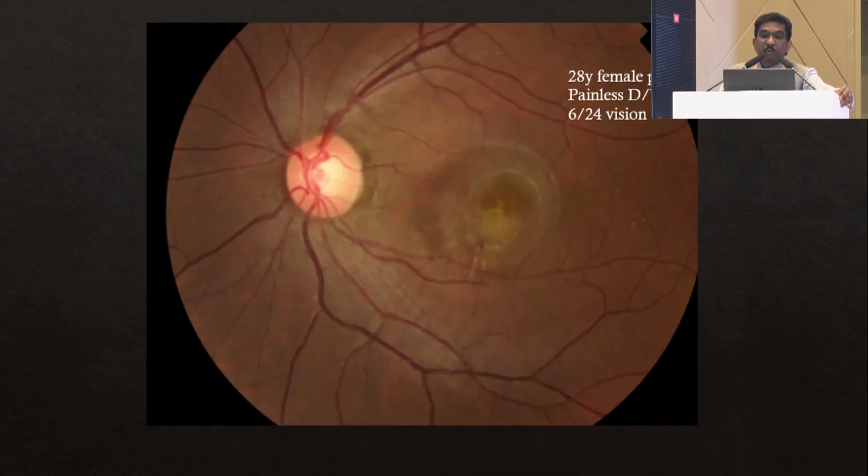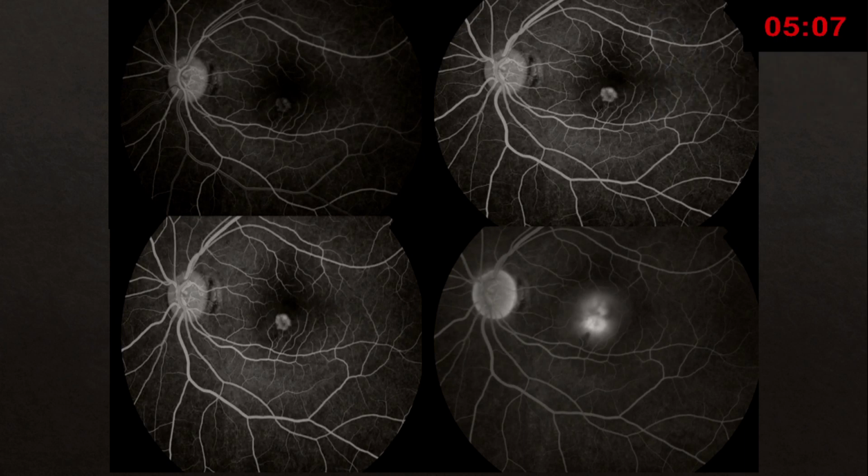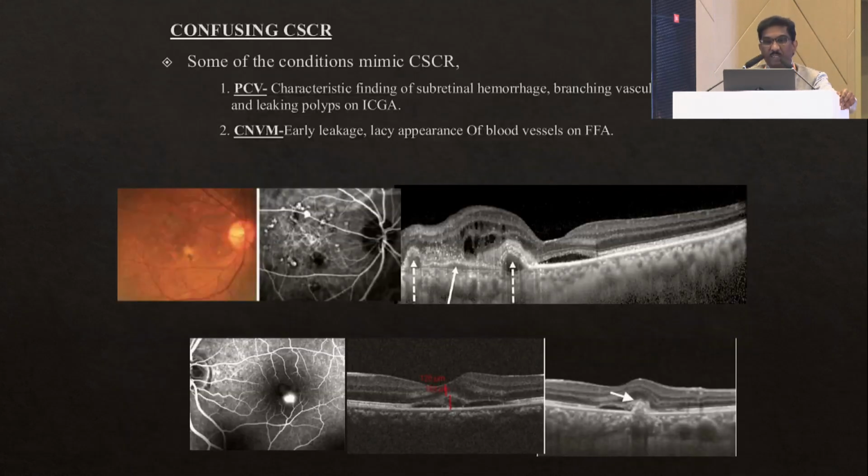This is another patient who was suspected as CSR and sent to me. And when we did the FFA, the patient had an idiopathic CNVM. So these are the various differential diagnoses that one will face when you are seeing a patient of suspected CSR. This is another patient which can mimic a CSR, it's a PCV.